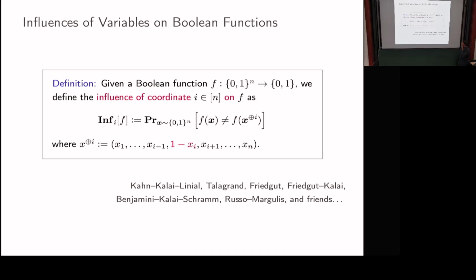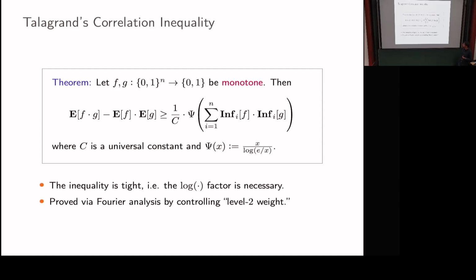And so this notion of influence naturally showed up in the proof of Harris-Kleitman. So you might hope to actually get a quantitative version of Harris-Kleitman, which lower bounds the correlation between two monotone functions in terms of these influences. And this is precisely what Talagrand proved in 1996. So Talagrand showed that if you've got two monotone Boolean functions, then the correlation between f and g is lower bounded by essentially the sum of the product of the influences.